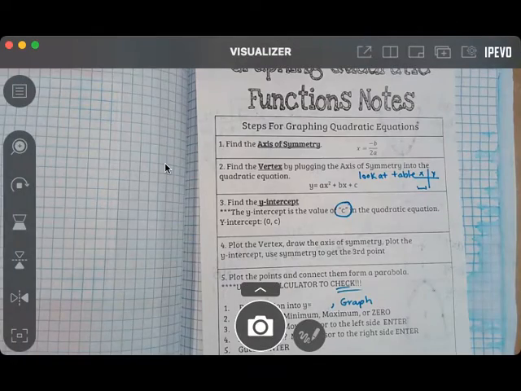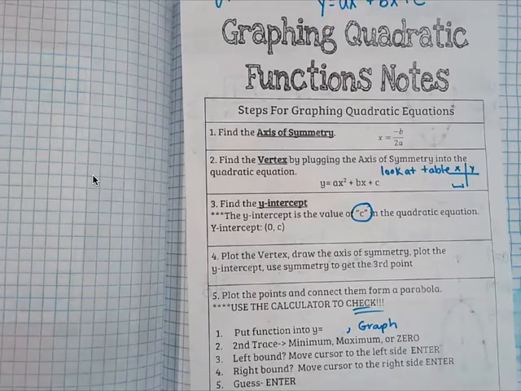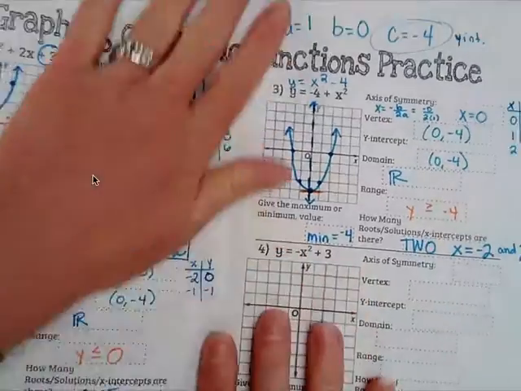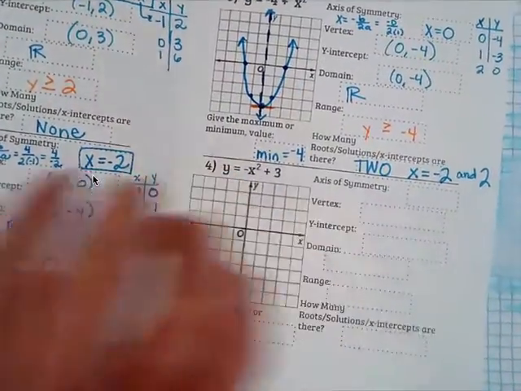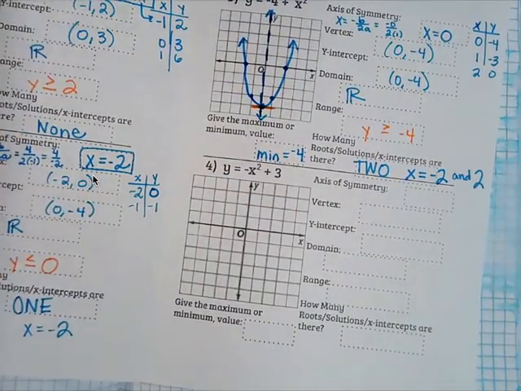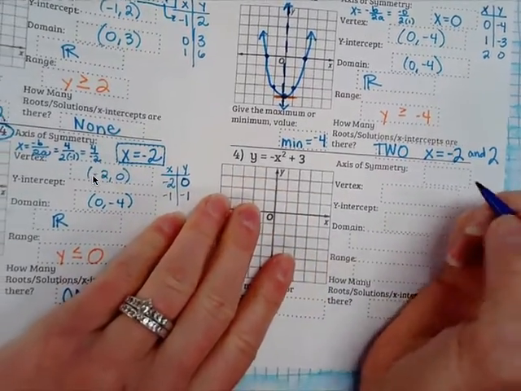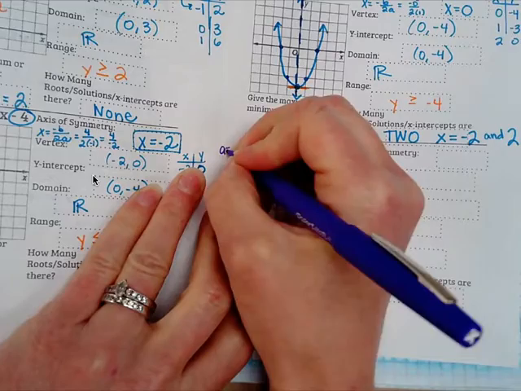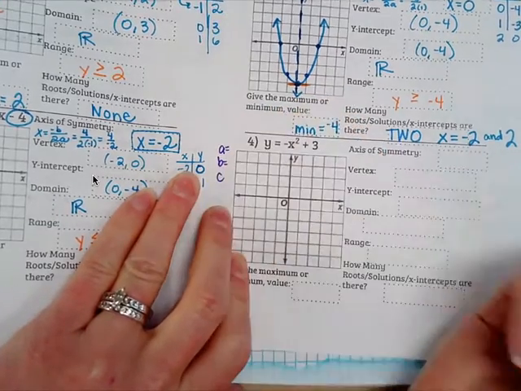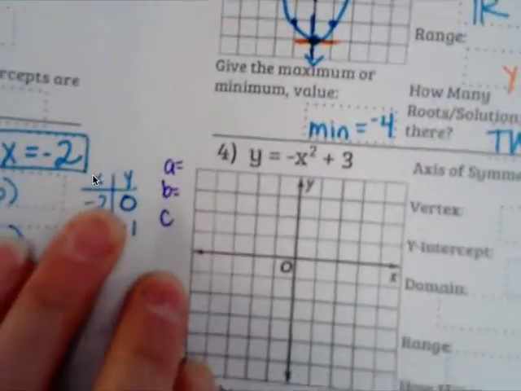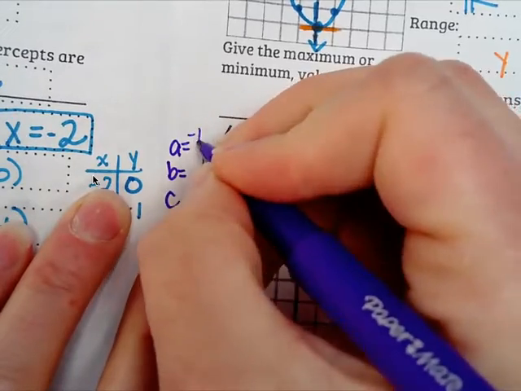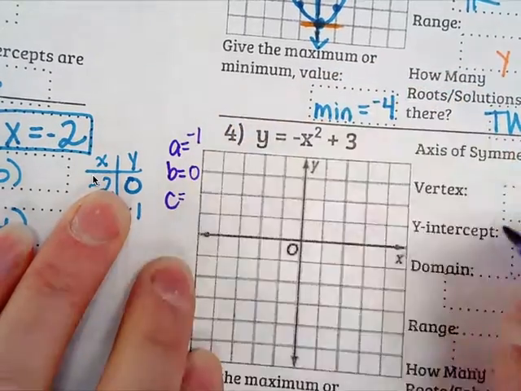We need to finish the notes from the last lesson. So we're supposed to do number 4. We're going to look at that one together, make sure you did it correctly. Axis of symmetry. Whenever you do your A, your B, and your C, you list those out. So that would be -1, 0, and 3.